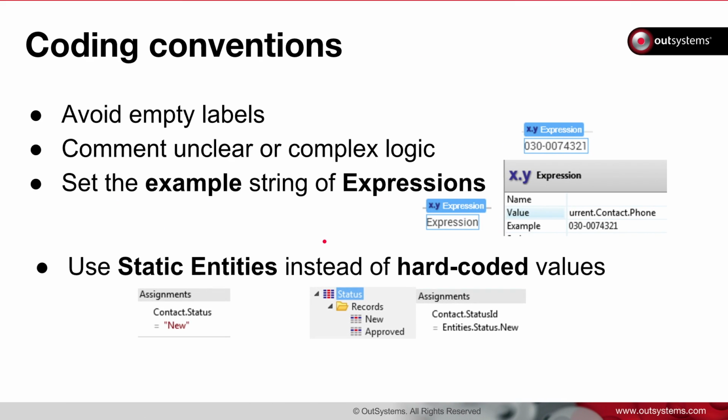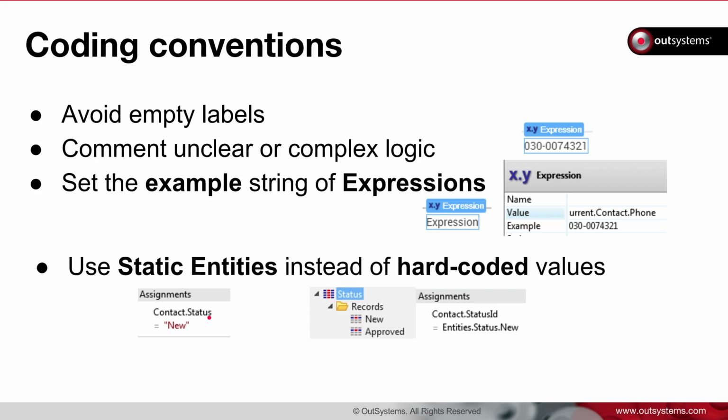Use static entities instead of hard-coded values. Take a look at this example. We have here an assignment, which is assigning the string, the text, new to contact status. This means that status has to be a text as well. If we take a look at this, we can probably infer that, okay, maybe status means something like whether this contact is new, is being modified, whether it's being approved or rejected, and things like that. So those are the valid strings that can be assigned to status.